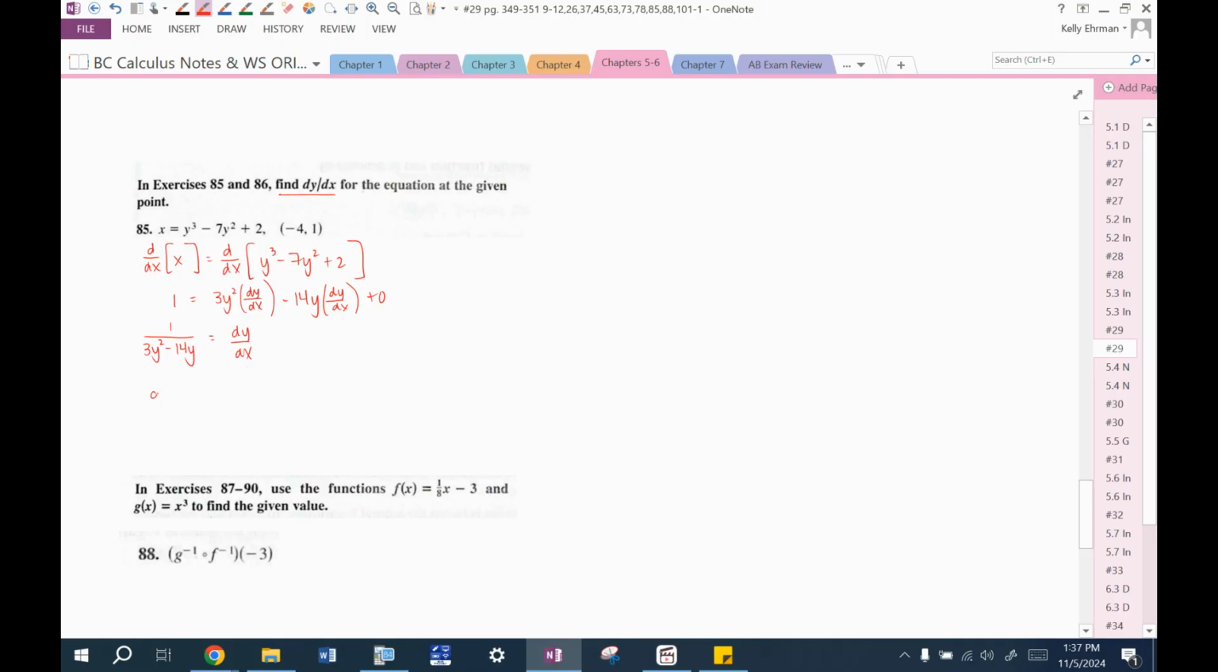And then we're supposed to evaluate dy/dx at the point negative 4, 1, which remember is an xy coordinate. Now our dy/dx is only in terms of y, so this is just going to be 3 times 1 minus 14 times 1. So negative 1/11.